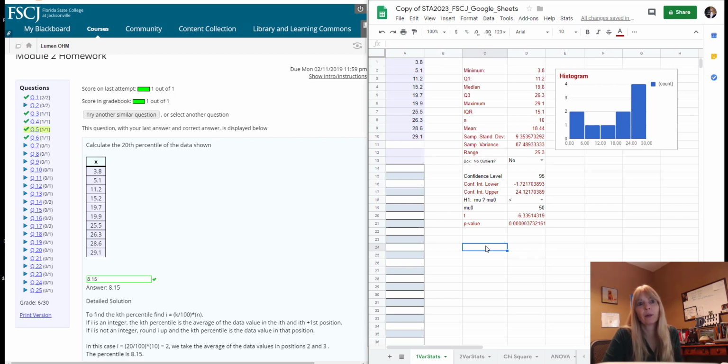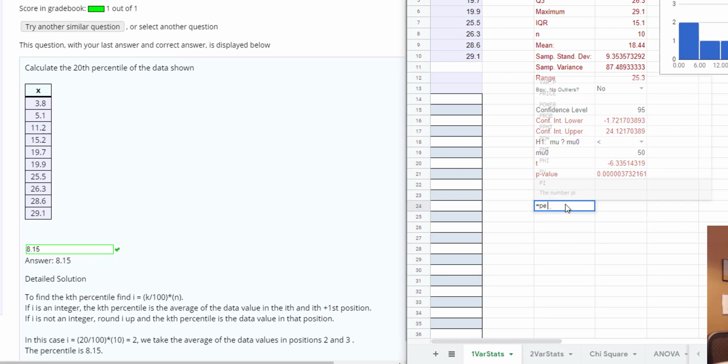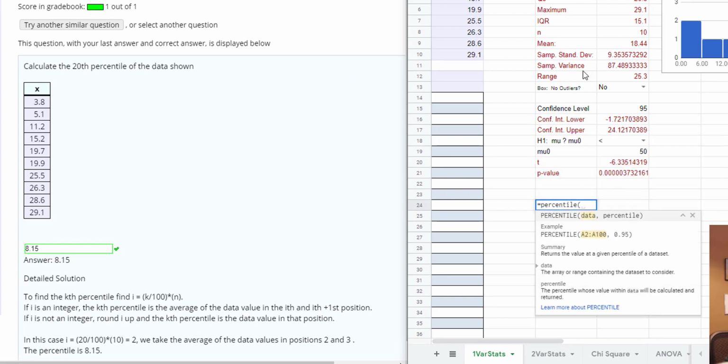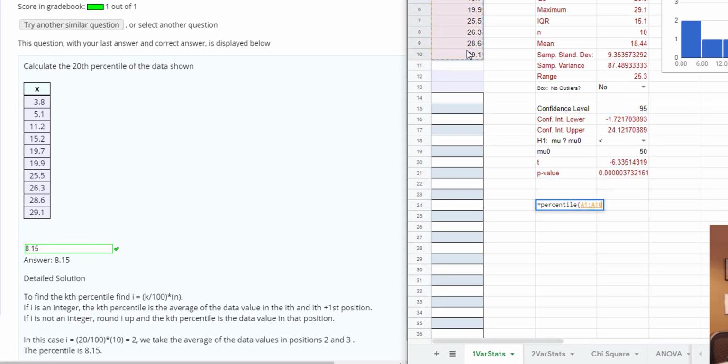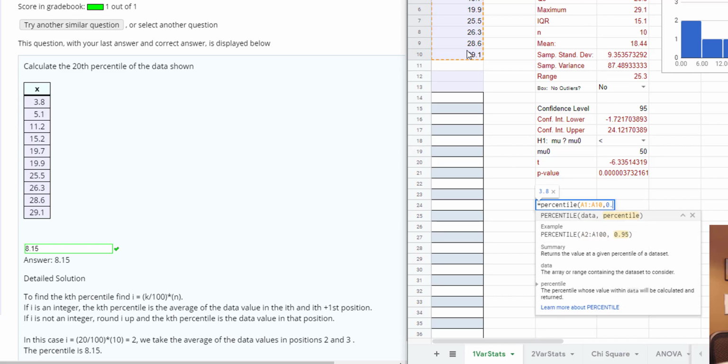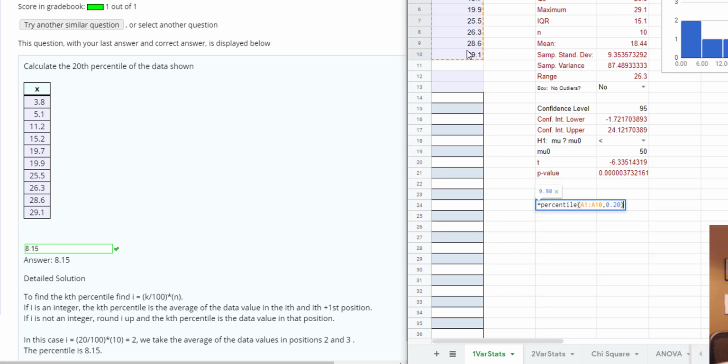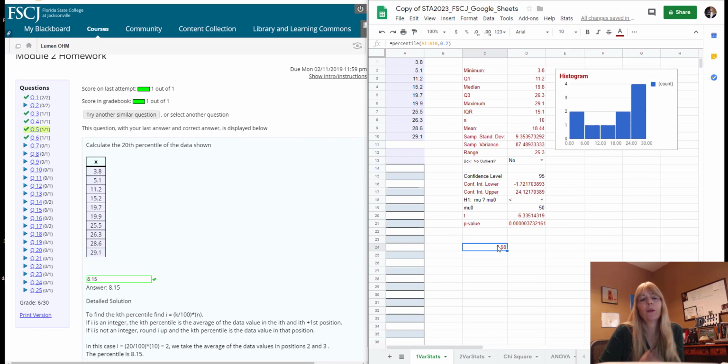Now, what's kind of weird in here is there is a percentile formula, and you can highlight your data and tell it that you want the 20th, so 0.20 percentile. Notice the answer does not match the actual answer. What they're doing is an actual formula that you will count, and if you get an integer based on that count number, index number, then you average the two values.